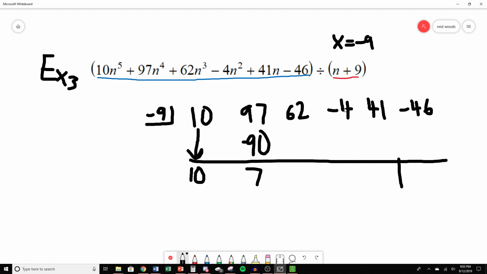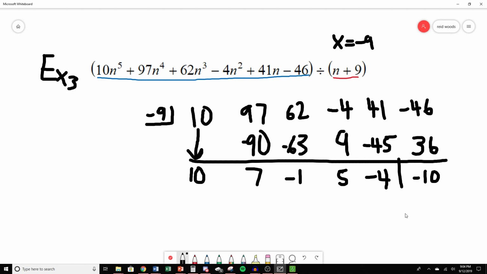Repeat. And now we have a lot more numbers to deal with just because this is a quintic. It's a 5th degree polynomial. There's so many terms. But we just got to keep doing this process till we're finished. So 7 times -9, that's -63. Add them. Well, that's nice. It goes to lower numbers here. So -1 times -9 is 9. Add those together, you get 5. Times -9, that's -45. Add those together, get -4. -4 times -9 is positive 36. When we add those, you get -10.